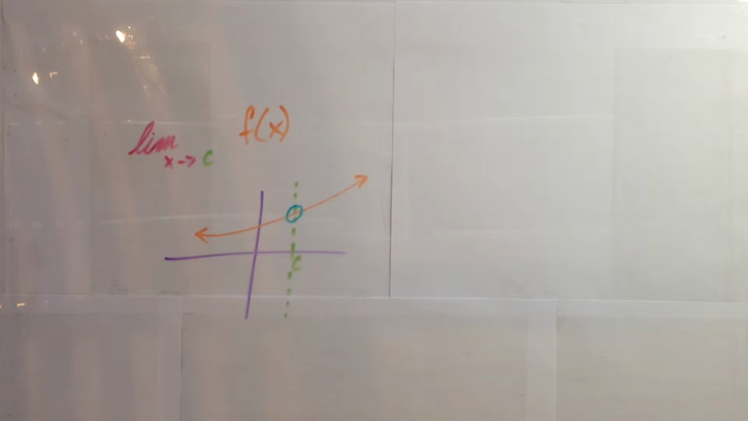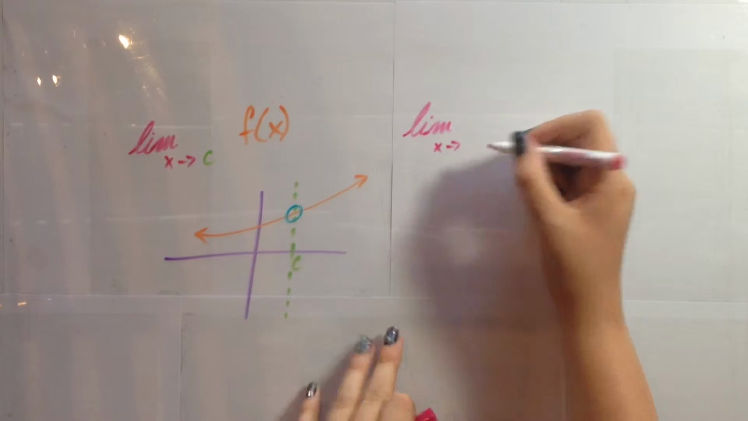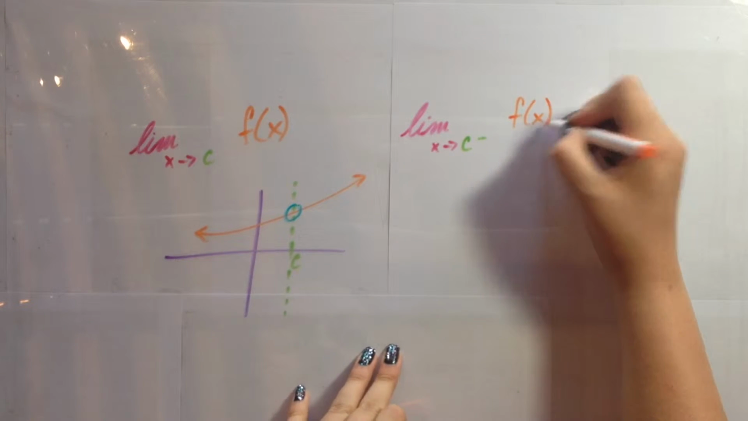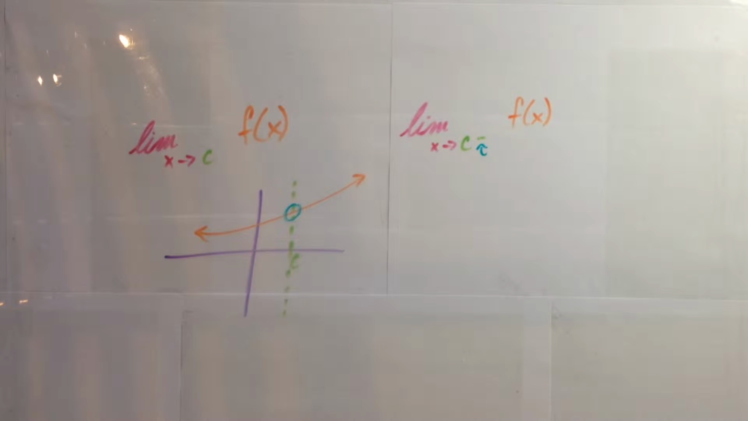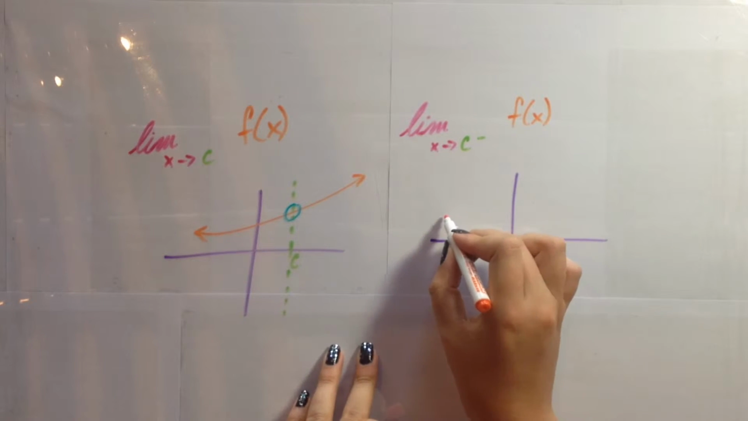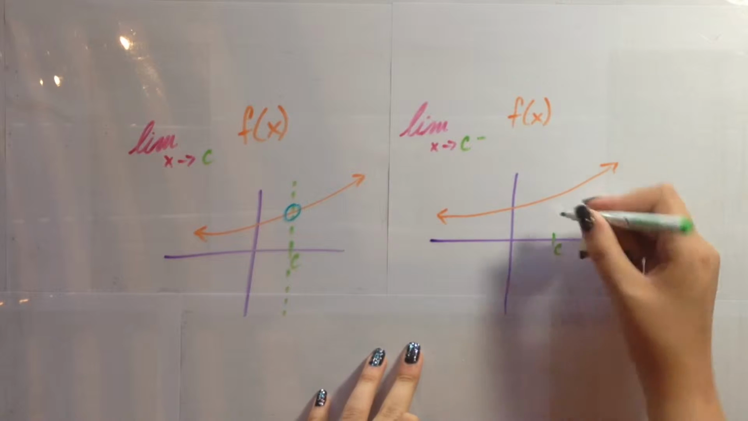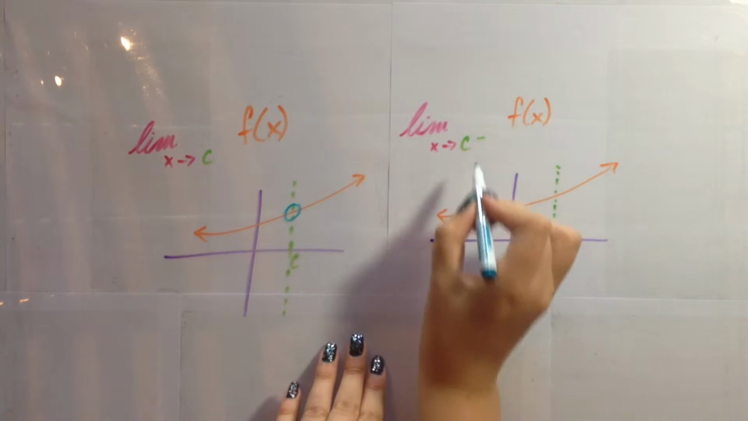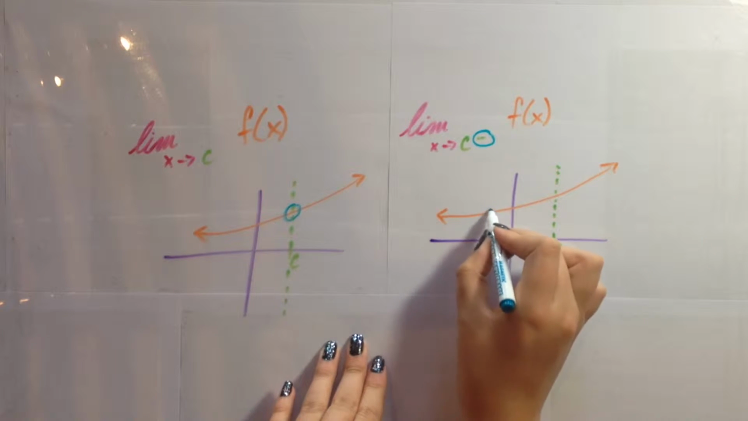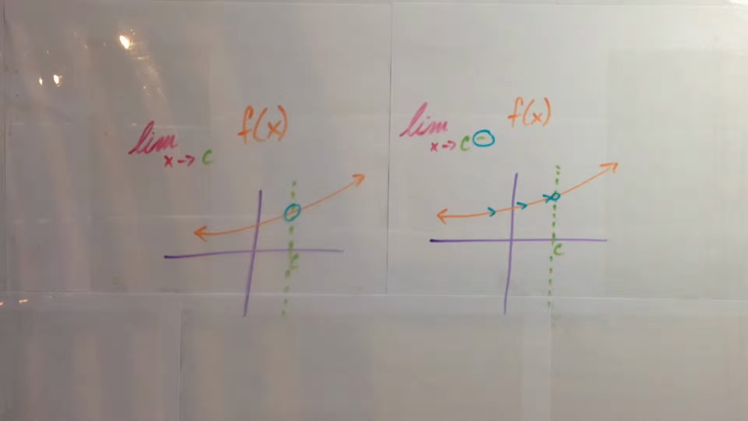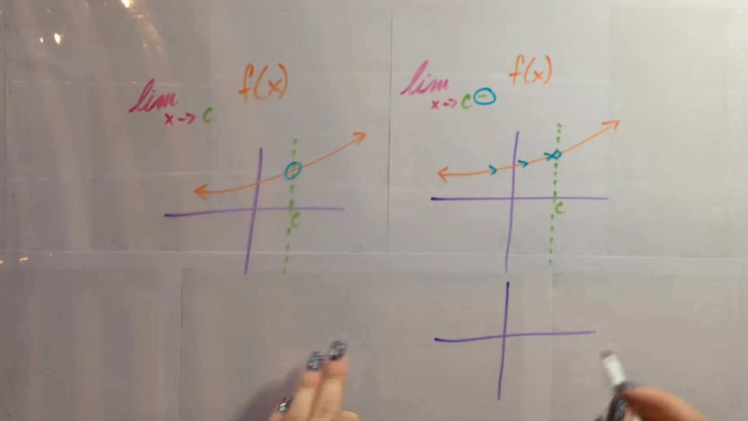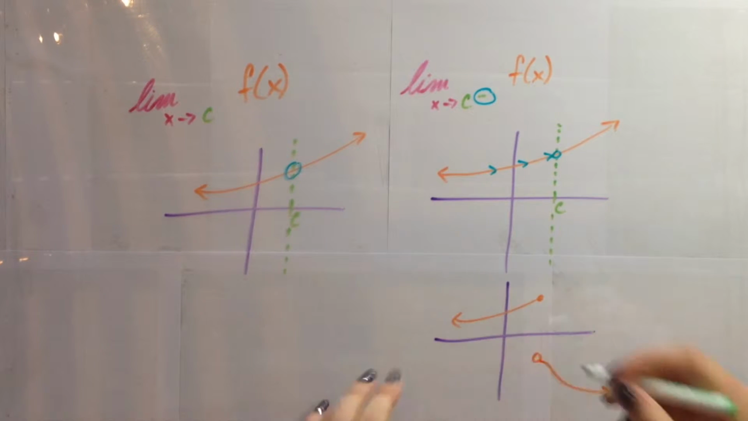A one-sided limit is where we're approaching our c value, but only from one side. It's written with either a subtraction sign or an addition sign behind the c. So in this example, we are looking at the limit of x as it approaches c from the left side, because it is c minus. In this case, it happens to be the same for both.